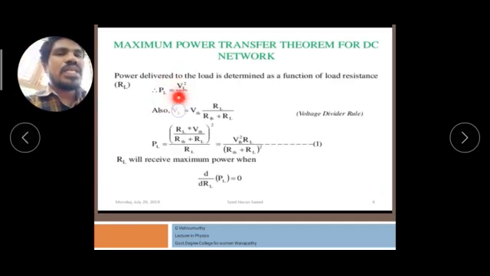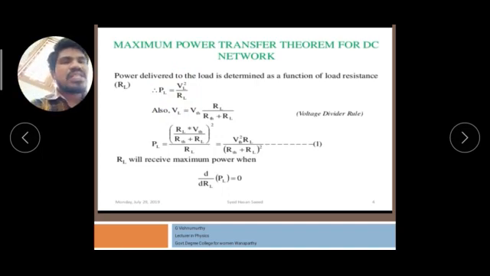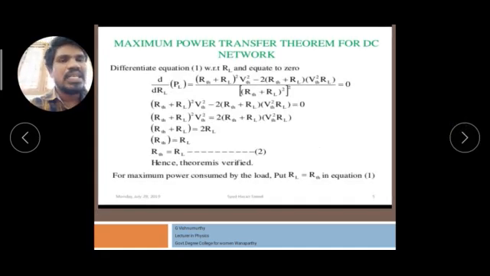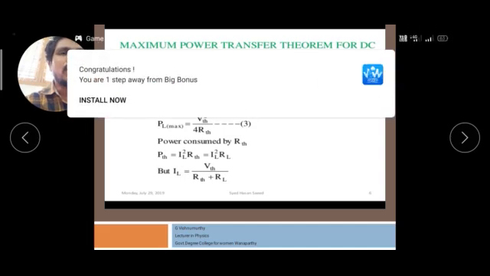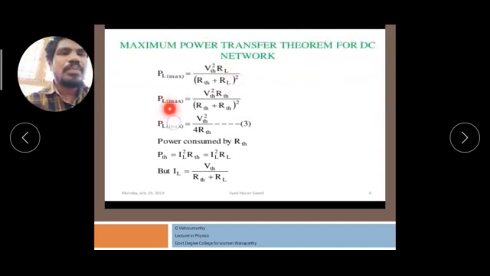That is P is equal to V square by RL. So this is called the maximum power transfer theorem in DC networks. And for the maximum power transfer theorem in DC network, here is another way: PL maximum is equal to VTH square RL by RTH plus RL whole square. And now PL maximum is equal to VTH square RTH by RTH plus RTH whole square.